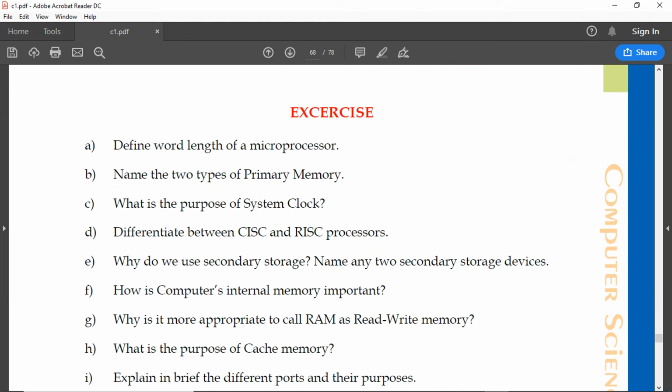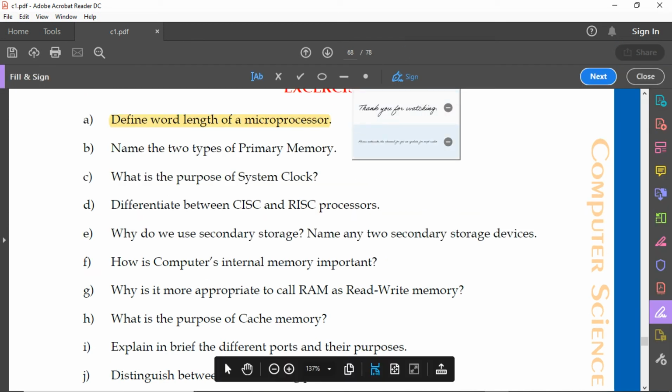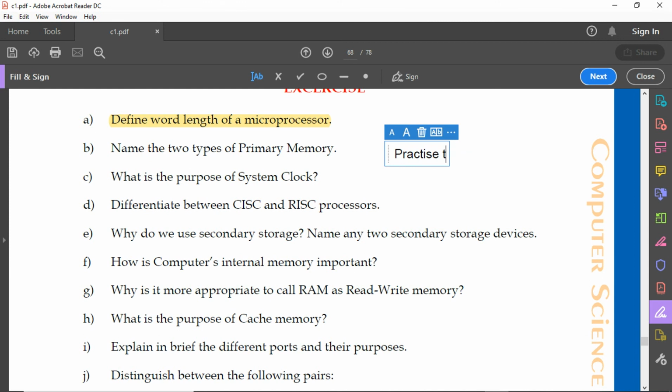Exercise. A. Define word length of a microprocessor. B. Name the two types of primary memory. C. What is the purpose of system clock? D. Differentiate between CISC and RISC processors. E. Why do we use secondary storage? Name any two secondary storage devices. F. How is computer's internal memory important? G. Why is it more appropriate to call RAM as read-write memory? H. What is the purpose of cache memory? I. Explain in brief the different ports and their purposes.